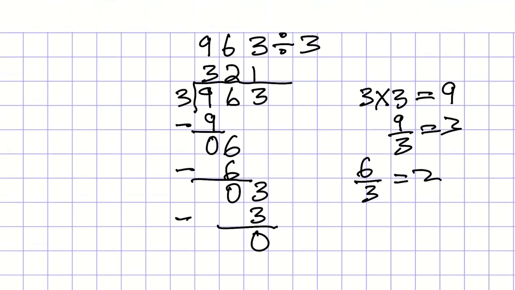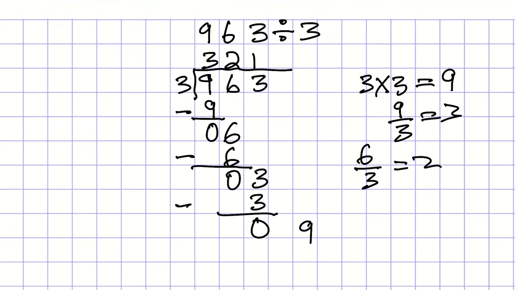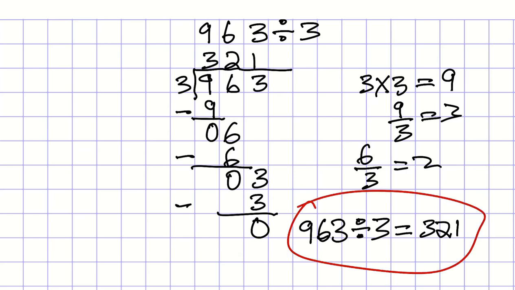We say that 963 divided by 3 is equal to 321, and then we're done, right? That's the solution right there. We're done. So we'll move on to the next one.